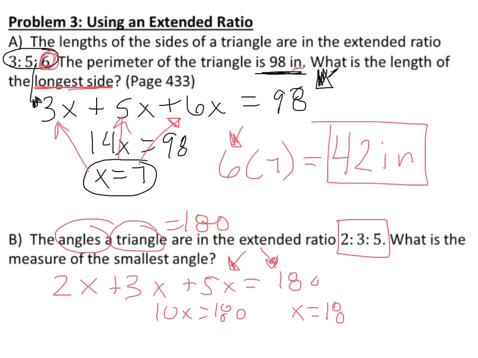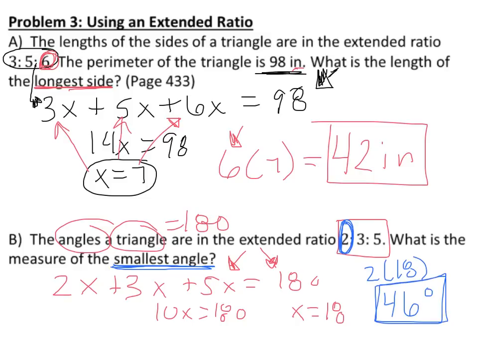And it's asking what's the smallest angle. So just like the last problem, my smallest ratio will give me my smallest angle. So I'm going to have 2 times 18 here, which would give me 46 degrees. And that would be my smallest angle in this triangle.